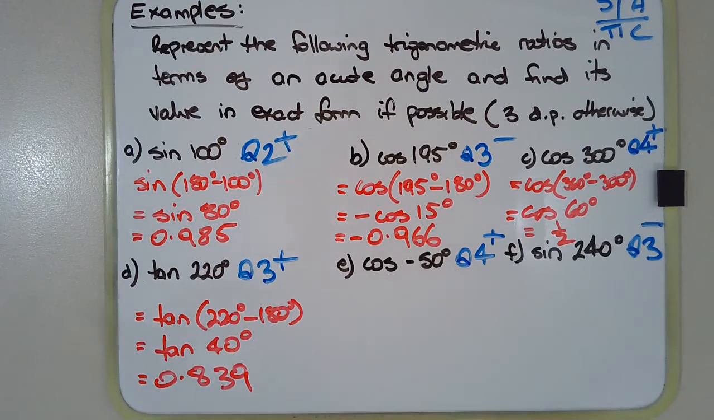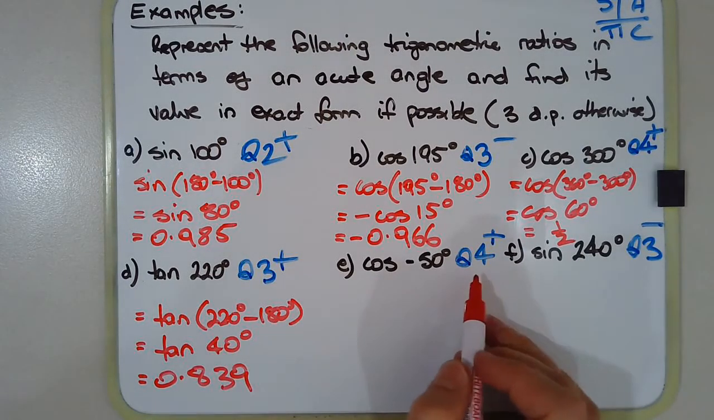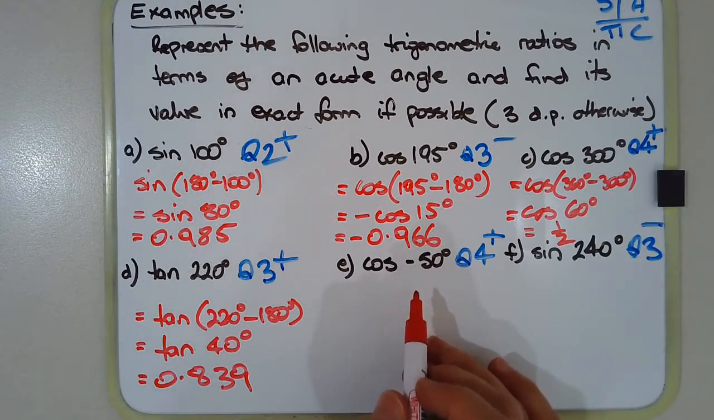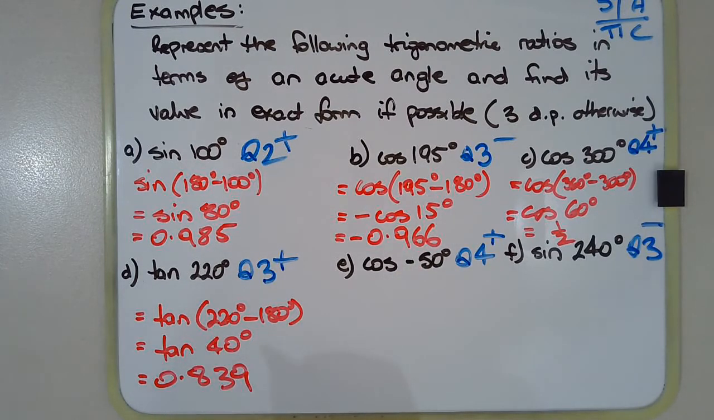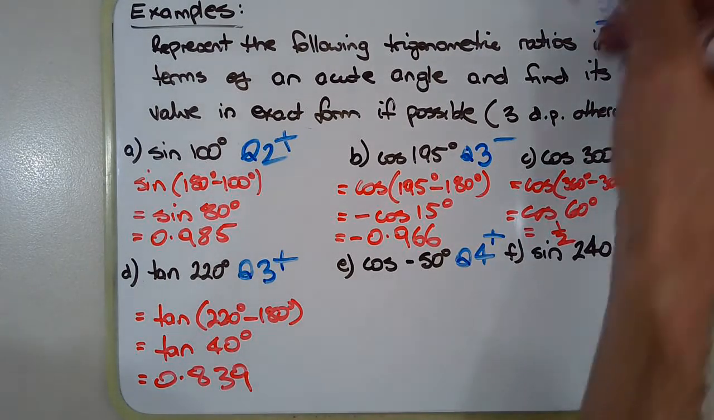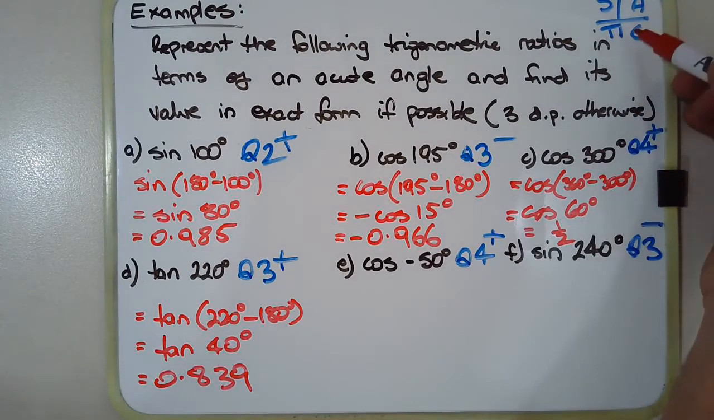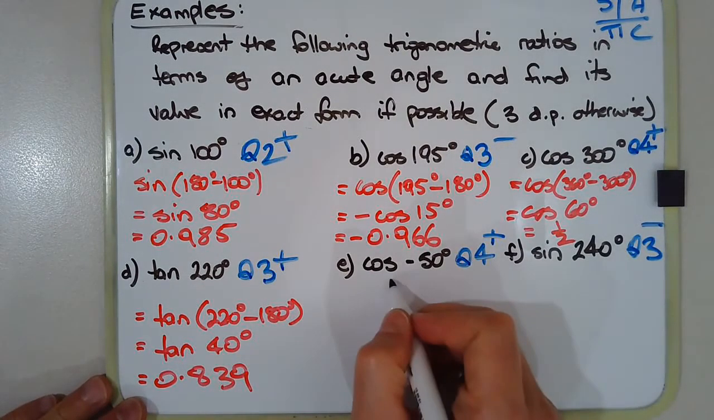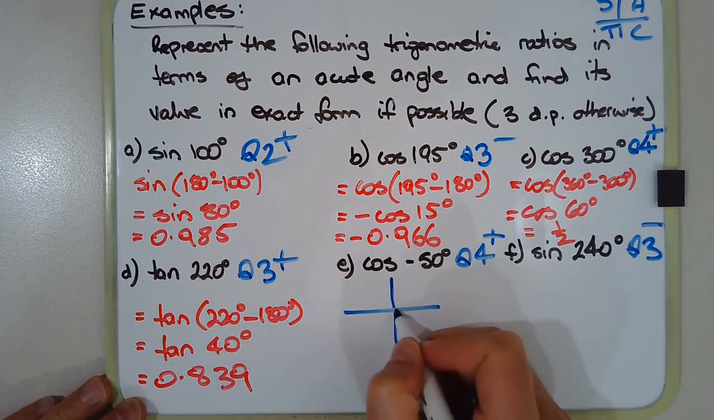What about cos of negative 50? Now we knew that that's a quadrant 4 angle, and to convert negative angles into the equivalent positive angle, we can in fact add 360 to it. But adding 360 to it really gets us back into quadrant 4, which we don't want. So if it's cos of negative 50, I might draw a little diagram here to show you what I'm going to do next. Okay, that's negative 50.